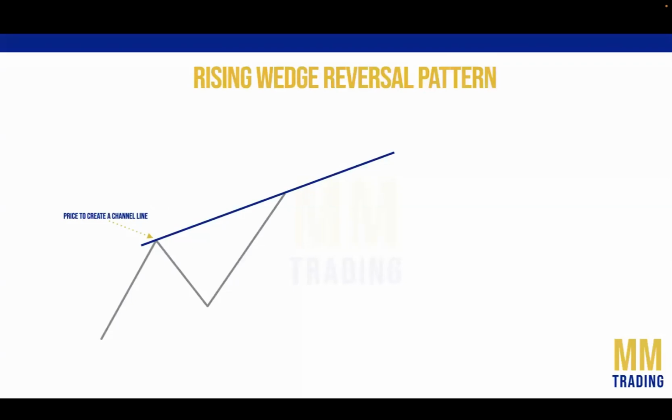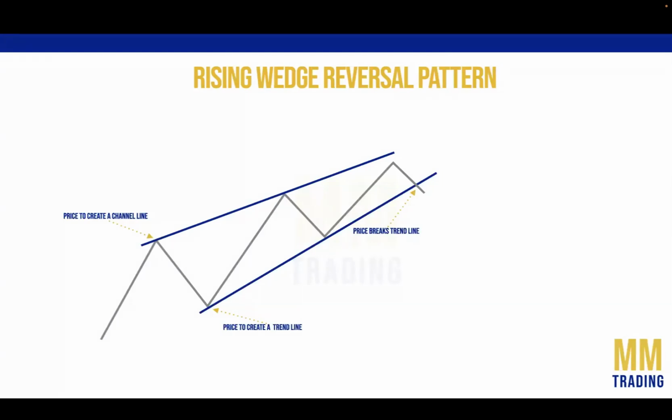You see it then start to create what we call a channel line, or known as a resistance line, but at an angle. And then it comes down and creates what we call support. So you're starting to get a bit of a squeeze into this level. Now, you don't know what's going to happen until you've seen the price break that trend line.